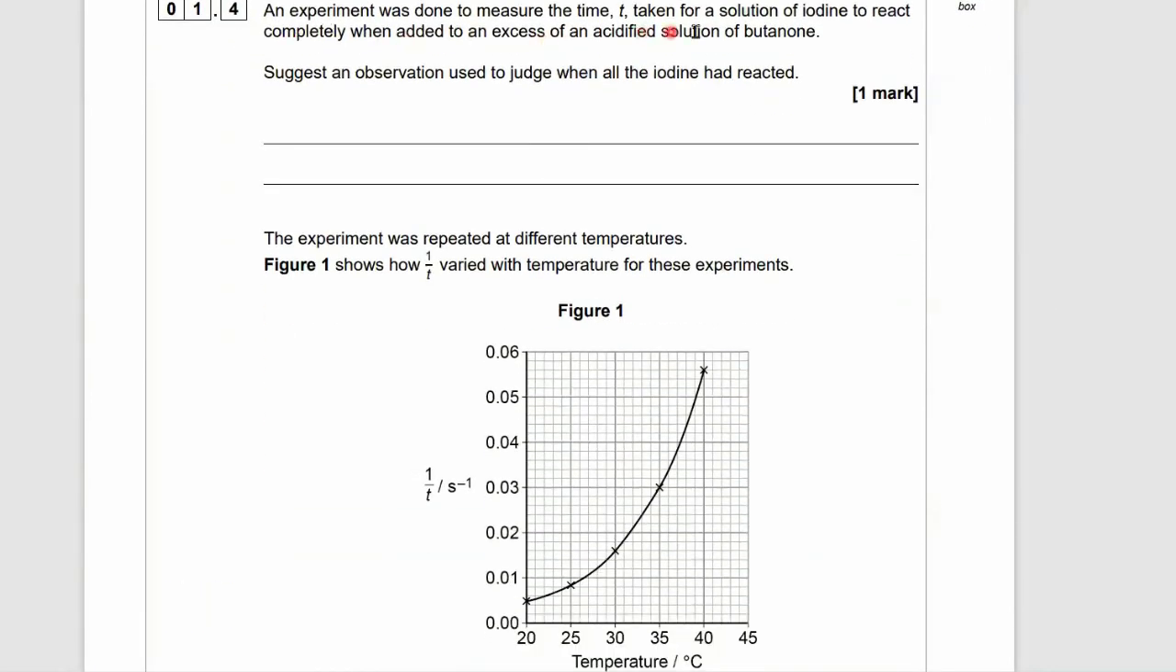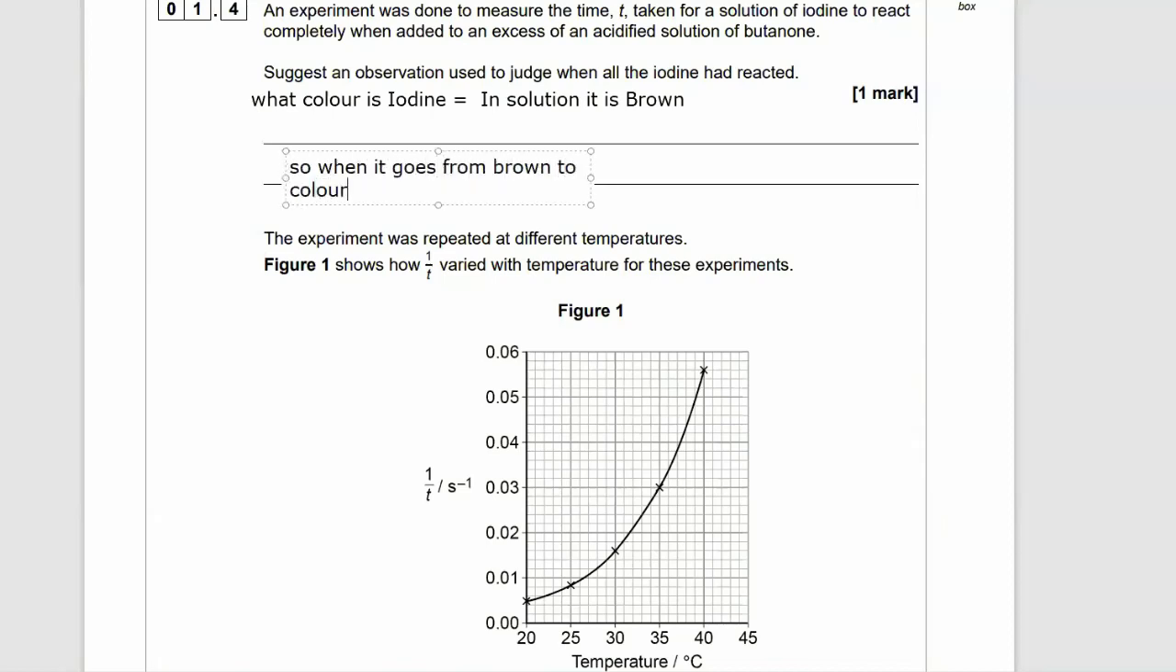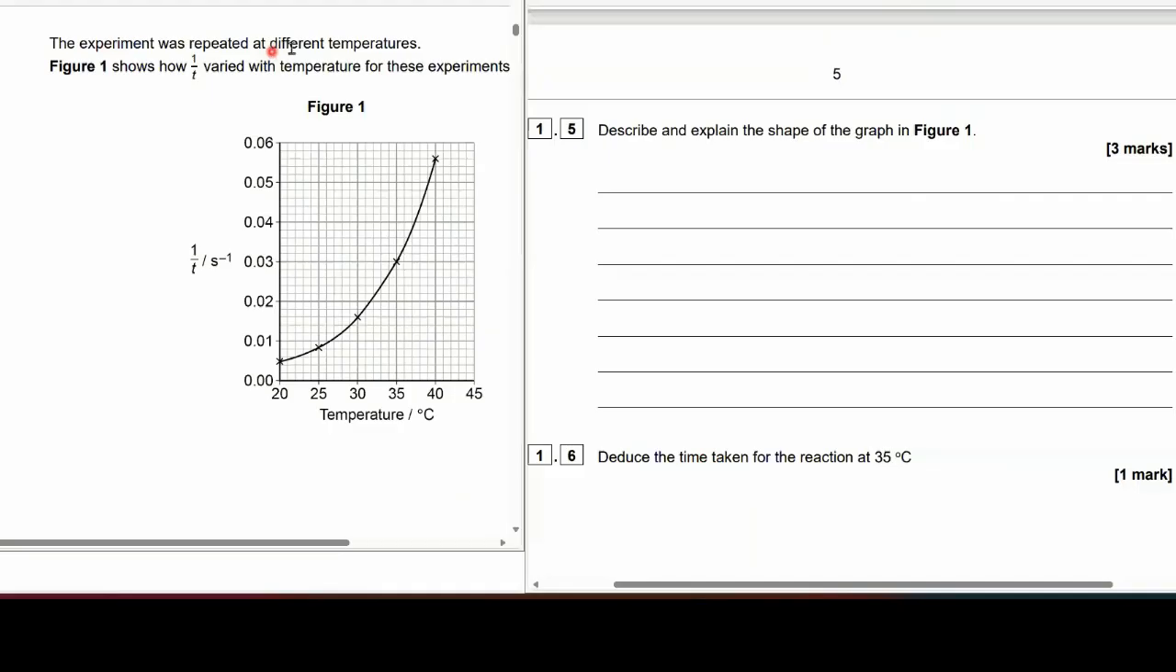Let's go 1.4. Okay, pause the video, have a go at this one. Okay, here's the answer. Basically, when this reaction is finished, what would we observe when all the iodine has reacted? Well, iodine when it's in solution is brown. So when the reaction is done, we should see the color go from brown to colorless. Hope you got that right.